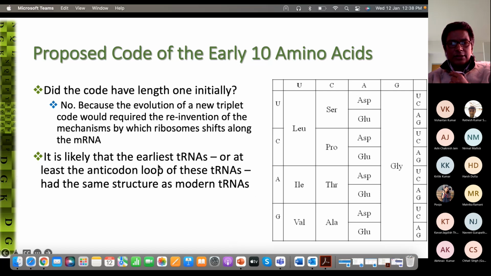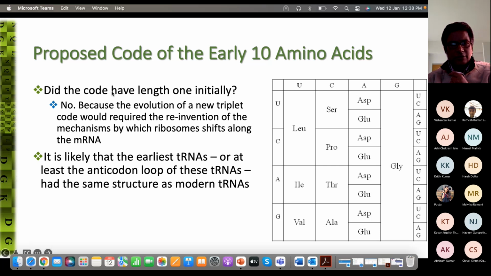And also most likely the earliest tRNAs also had an anticodon loop just like this one, and had similar structures, and it essentially co-evolved with this. Because whatever the mechanism, it would have been a huge shift to reinvent the entire mechanism by which the ribosome shifts along the mRNA, and the tRNA comes in and joins, and gives you the addition of one amino acid along the chain.